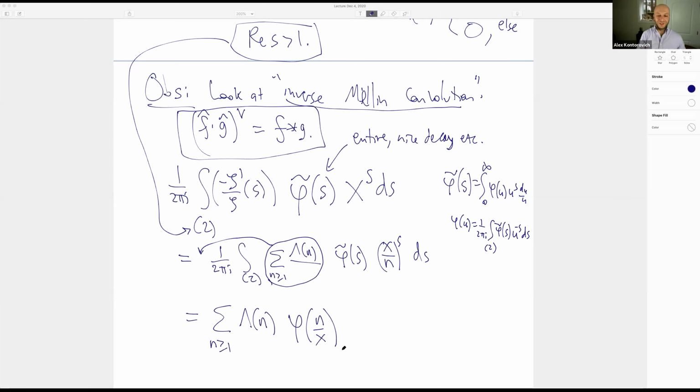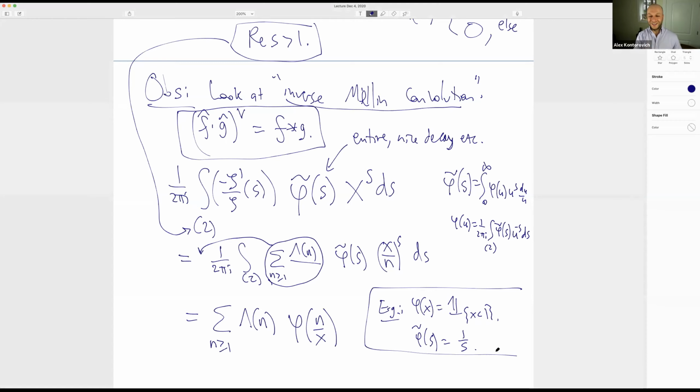So now let's bring things down to earth just a little bit. Here's an example. Example: phi of x is the indicator function of x being less than 1. You remember what phi tilde is? Remember the Mellin transform of the indicator function of 0, 1 that we did at the very beginning? You can look back at your notes, or I can scroll up. It's 1 over s. Beautiful. 1 over s.